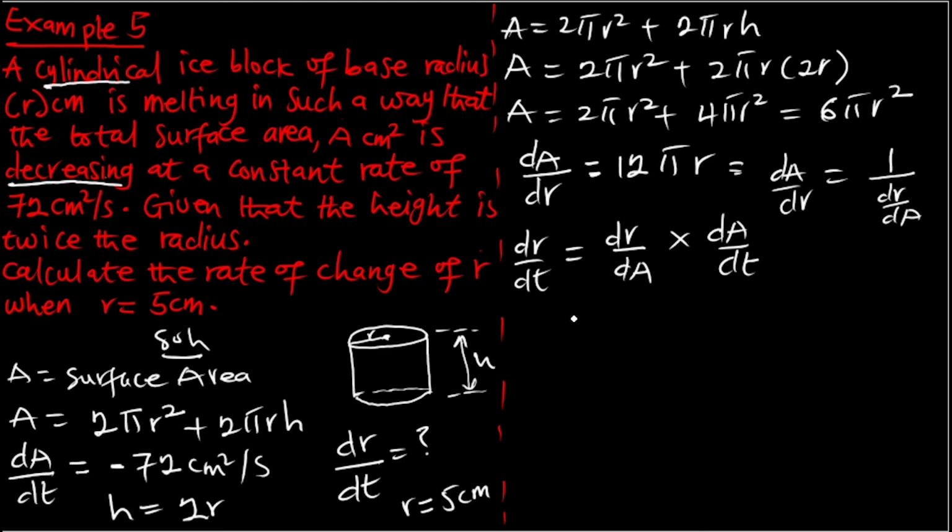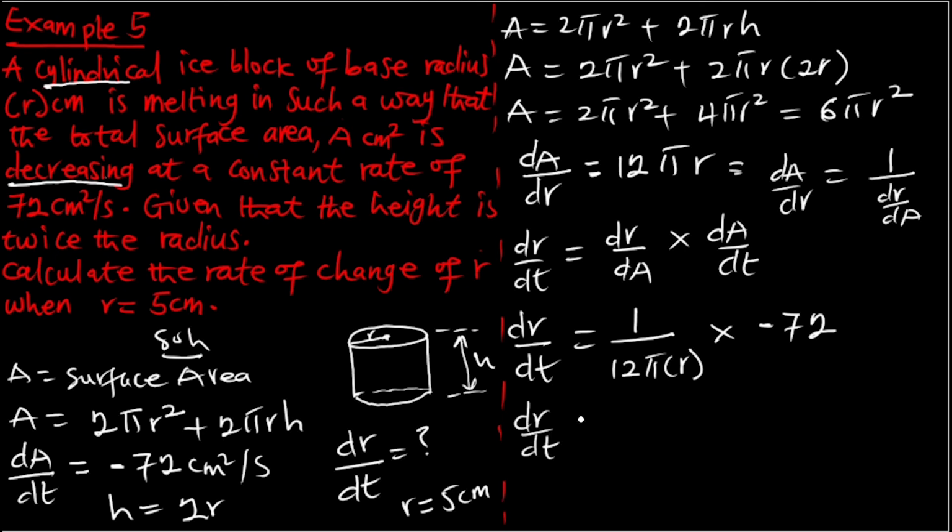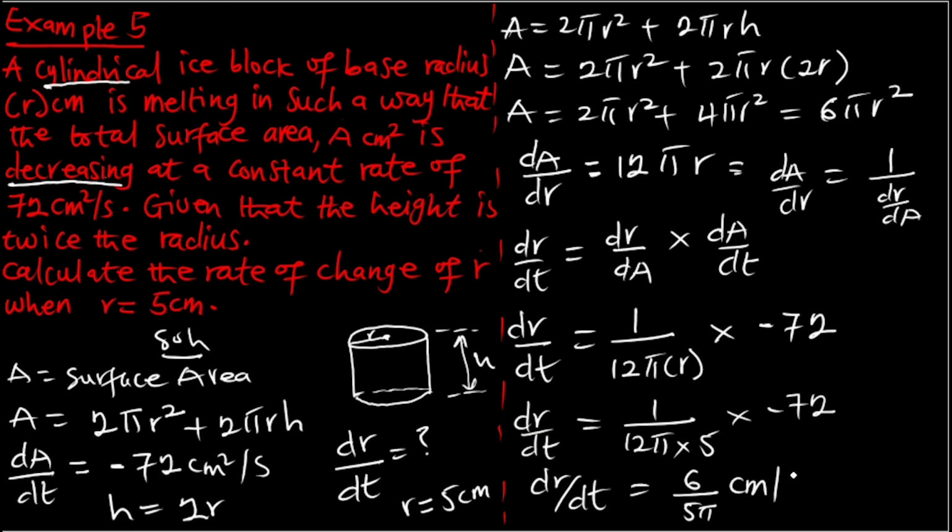Is that right? Okay, so can we say that dr/dt will be equal to, since this is dr/dA and I have dA/dr, the inverse, 1 over 12πr multiplying this, which is negative 72. Don't forget your negative. So my dr/dt is going to give me 1 over 12π multiplying this r, which is 5, multiplying negative 72. And when you solve this, you are going to get dr/dt to be 6/5π centimeters per second. So the rate at which the radius is changing, don't forget your negative, will be negative 6/5π centimeters per second.